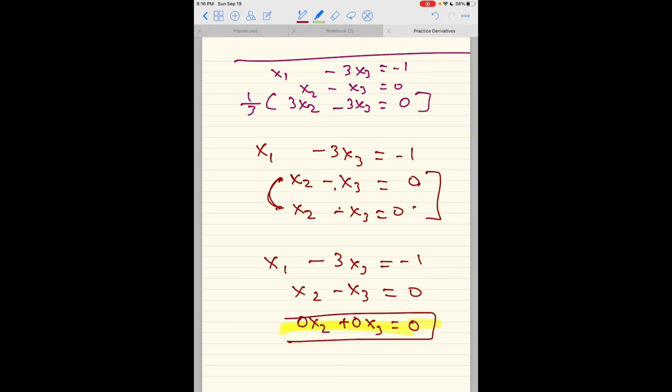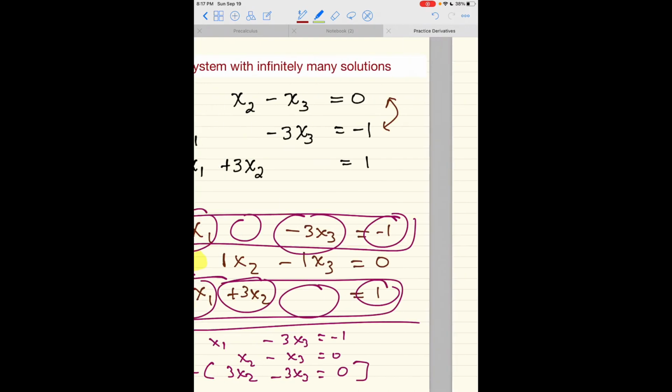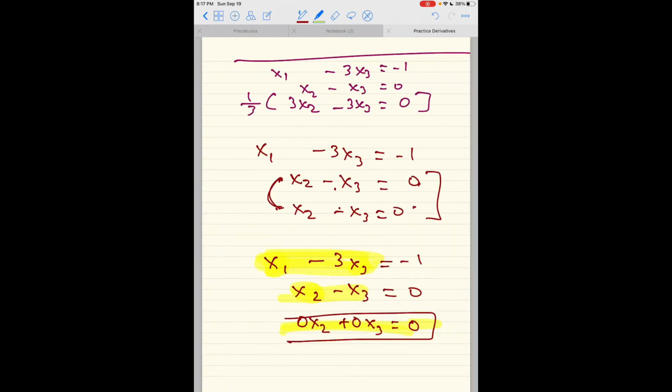Now, we have x1, we have x2, we have x3. We have 3 variables. In the previous video, I spoke about how if you have 3 variables, that means you need 3 equations in order to solve. But because I only have 2 equations, that's the M that I was referring to earlier. 2 equations, 3 variables, that is when you are going to have infinitely many solutions. So we're going to just get rid of this because this no longer exists, okay?